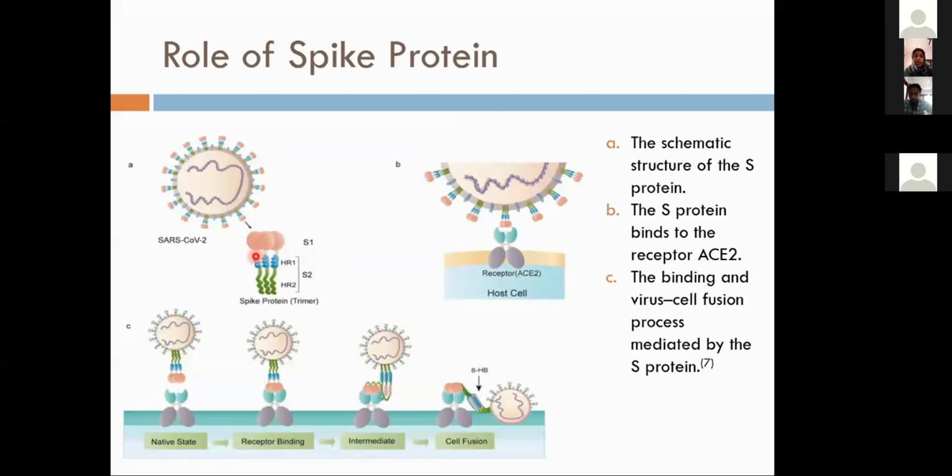In its native state, we can find that the spike protein is attached to the outer surface of the virus. It binds to the receptor binding site ACE2 of the host cell surface, and after the intermediate stage, it also has a role in cell fusion.